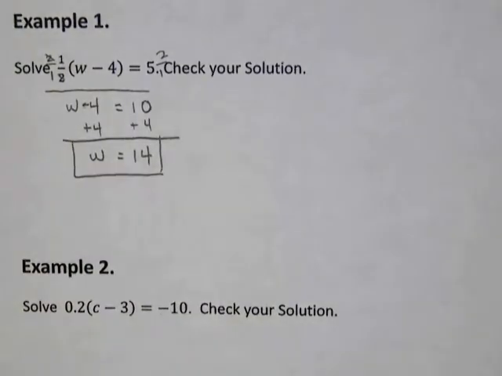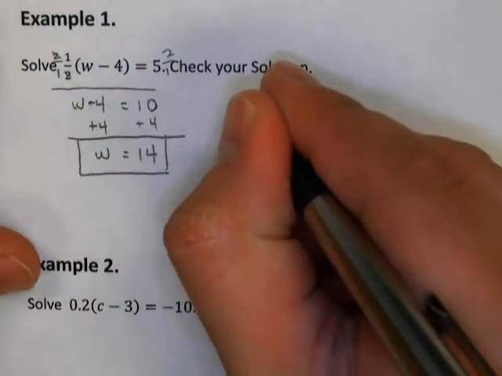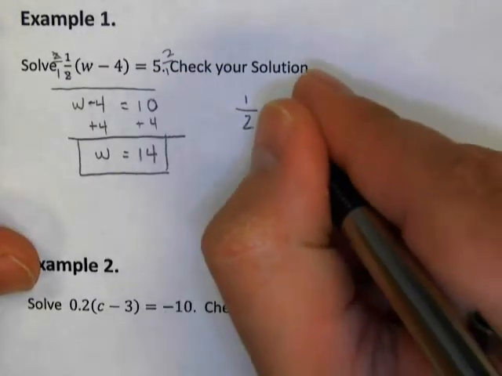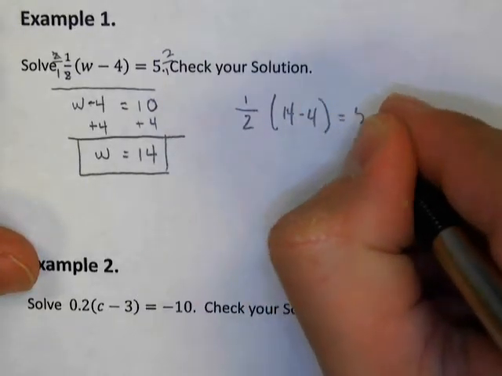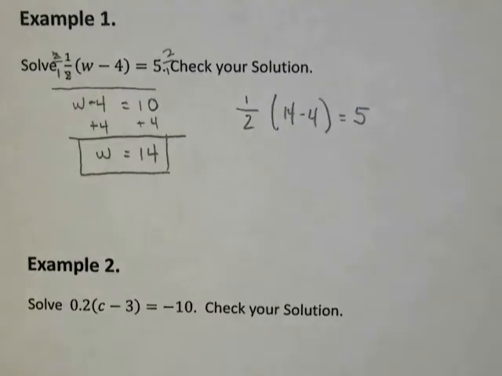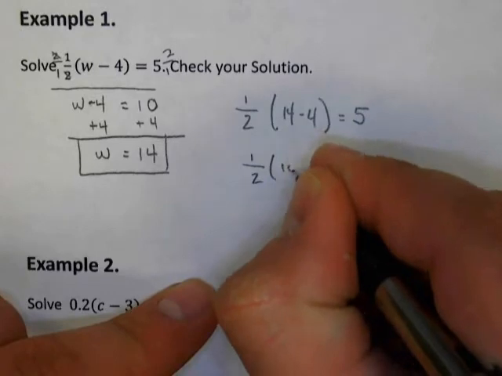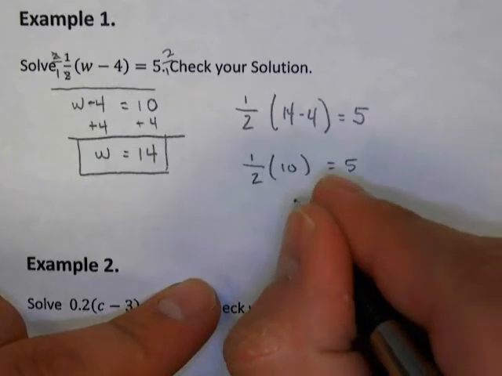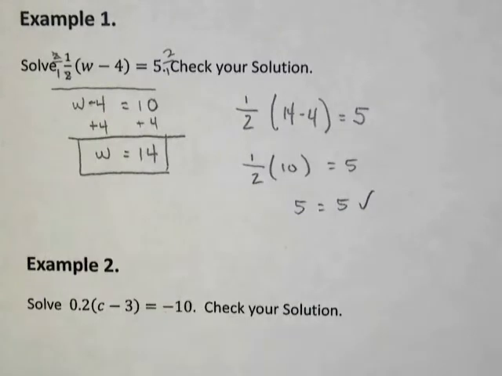Now, before we move on, we got to check our solution, make sure that that makes sense, make sure that's right. And so if we do this, we will plug the w, 14, back in for w of our original equation. So 1/2 times (14 minus 4) equals 5. And now we're following PEMDAS, and PEMDAS does what's in the parentheses first. So we're going to have 1/2 times 10 equals 5, and 1/2 times 10, or just 10 divided by 2, is 5. 5 equals 5. That checks out. That is a true statement. Therefore, we've solved this correctly. Let's do example 2.